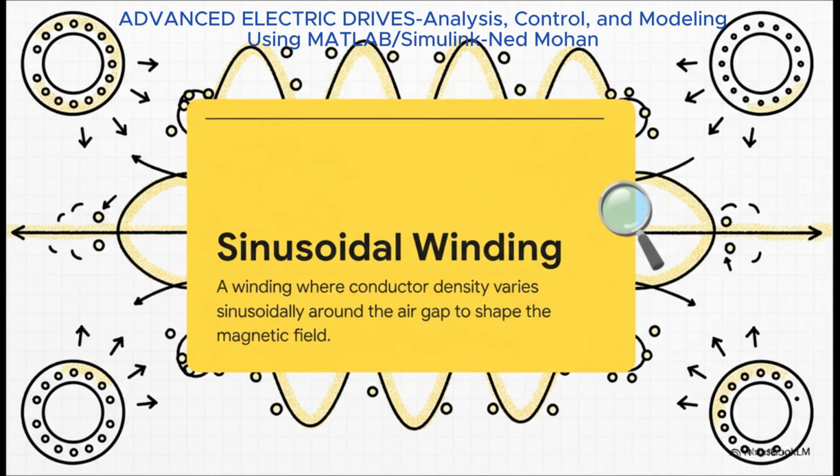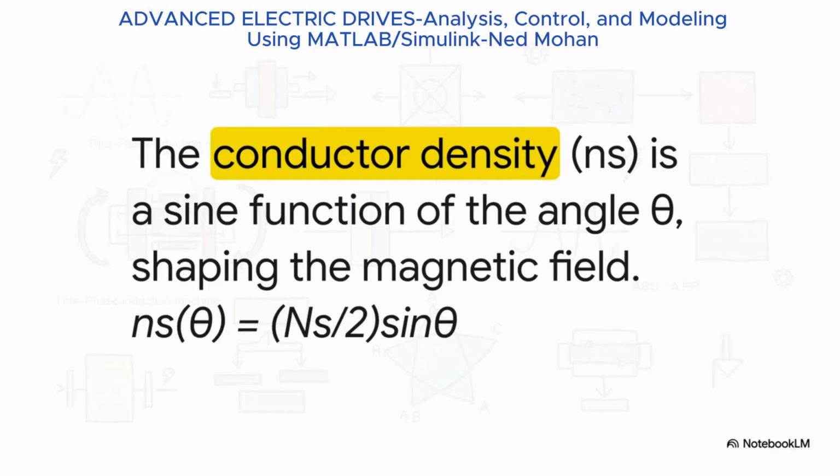It means the density, how many wires are packed into each little slice of angle, varies like a sine wave around the stator. This is how we physically sculpt the magnetic field. And of course there's math for that. This is equation 2-1 from the text. All it's really saying is that our conductor density, Ns, is a sine function of the angle theta. And if you think about it, that makes perfect sense. The density is 0 right on the magnetic axis, and it peaks 90 degrees away from it, which is exactly what we need to shape the field properly.